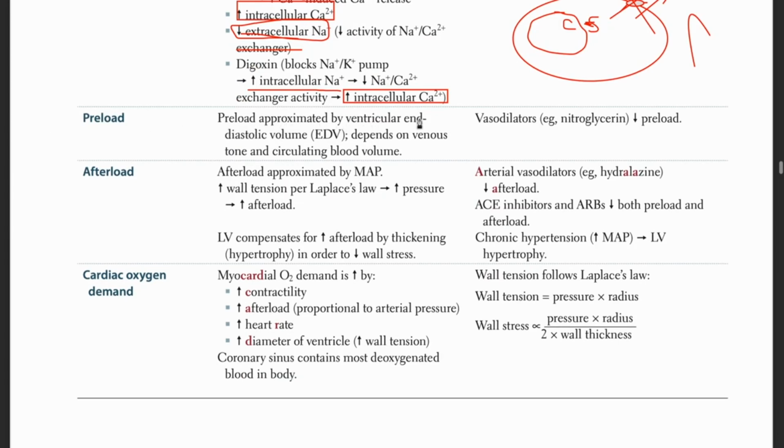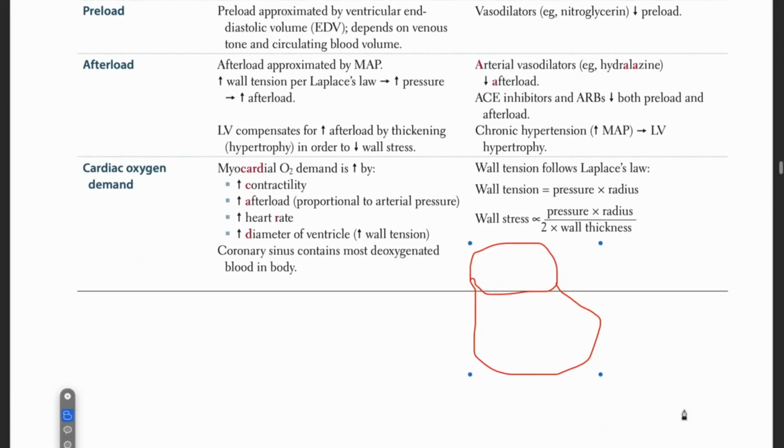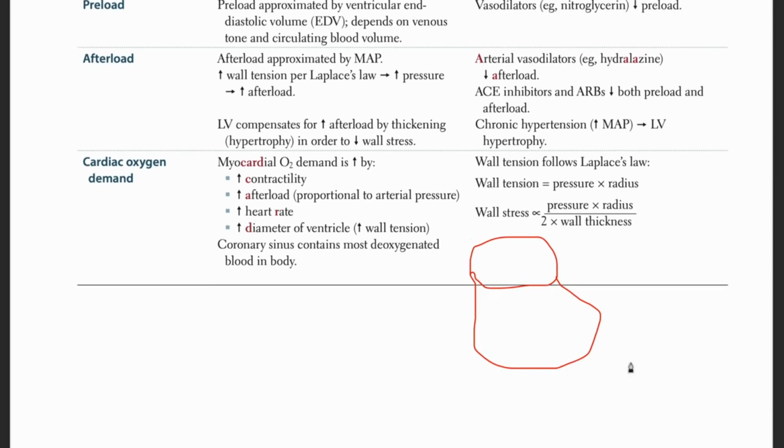Preload is approximated by ventricular end diastolic volume. It depends on venous tone and circulating blood. So what is diastole? This is your left atrium, this is your left ventricle. It is the amount of blood when this relaxes. When this relaxes, the aortic valve closes and the mitral valve right here will open, and the blood from the left atrium goes into the left ventricle, and this process is known as diastole. The amount of blood that comes in here is known as preload.